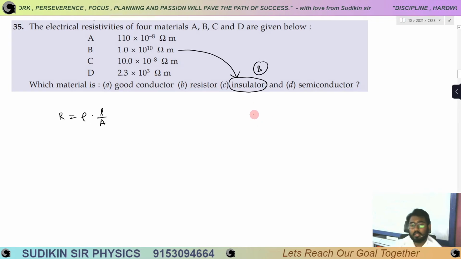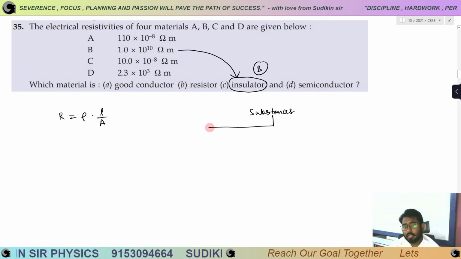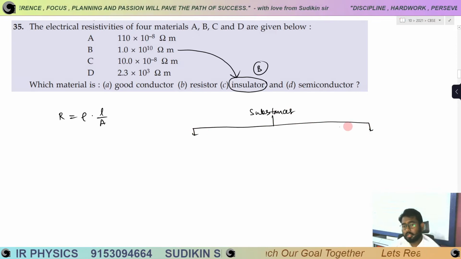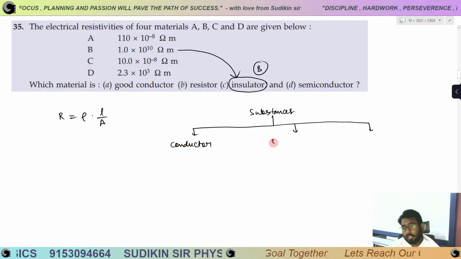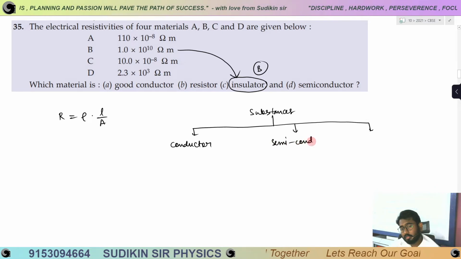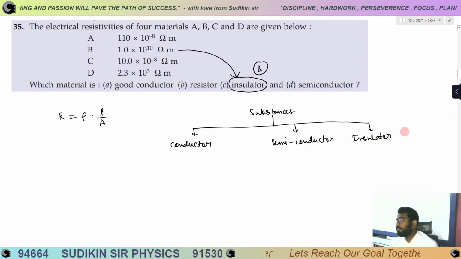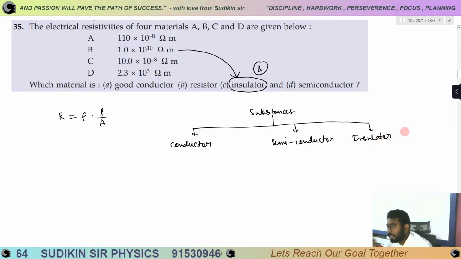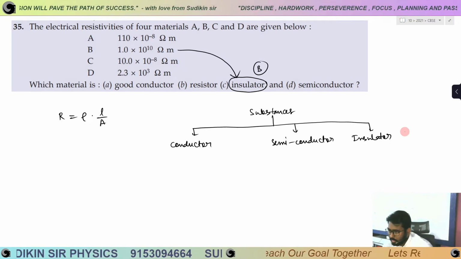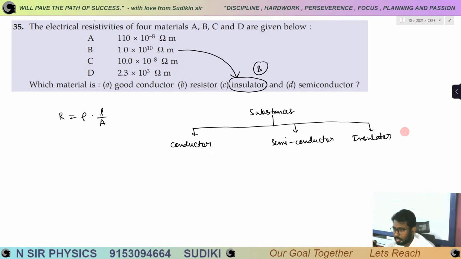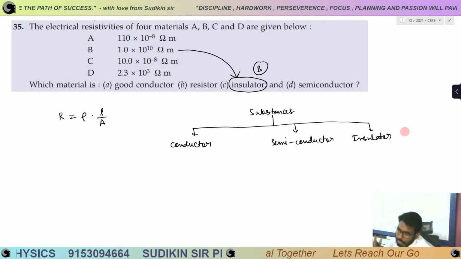Now let us classify it. See, substances can be of 3 types based on their electrical conduction. One type is conductor, one type is semiconductor, one type is insulator. Tell me one thing, does resistance allow current to pass? It allows. Resistances allow current to pass, but if the resistance is more, less amount of current will pass, but it allows current to pass.